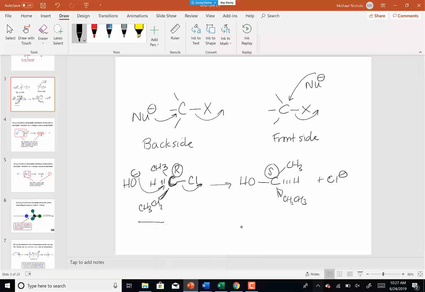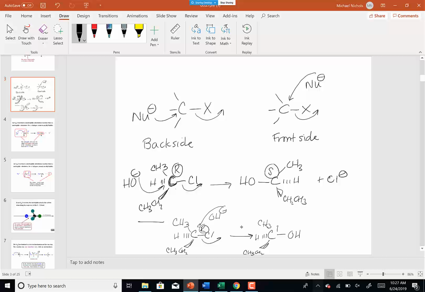If it's front side attack, then you could imagine what happens. What happens to the configuration if the hydroxide comes in and adds to the front and basically takes the same position as the leaving group? It's going to be the same configuration. So in the end, R stays as R.